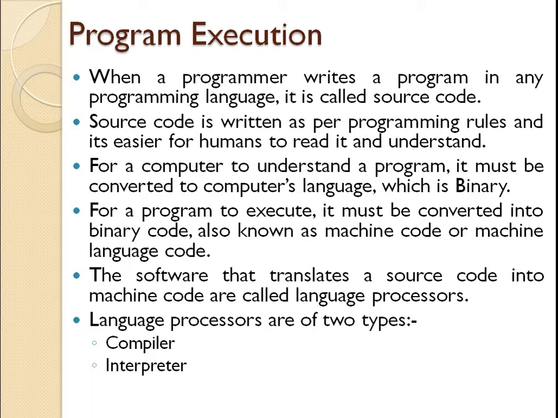So the software that translates a source code into machine code, those softwares are called language processors. Language processors are of two types. Number one is compiler, number two is interpreter. Clear? So when we want to convert a program into binary, we need either compiler or interpreter. Let's discuss them in brief.